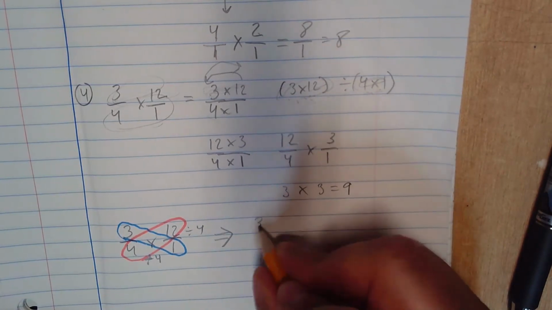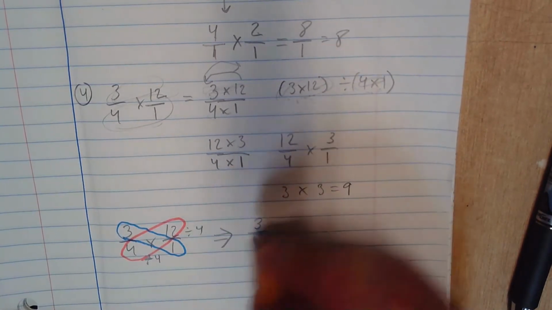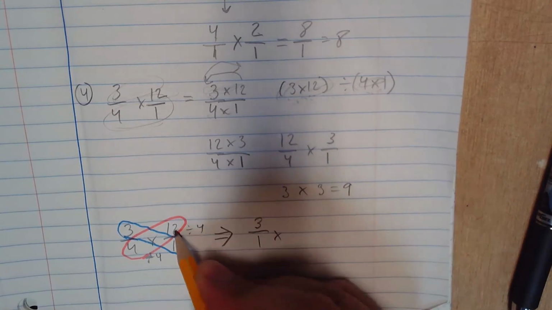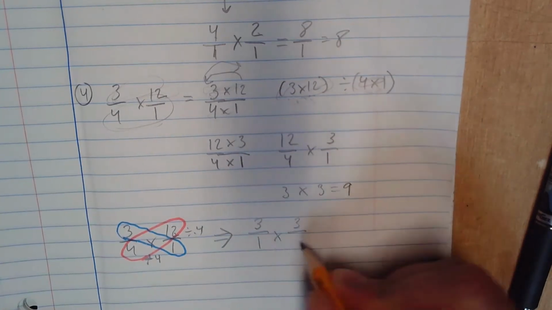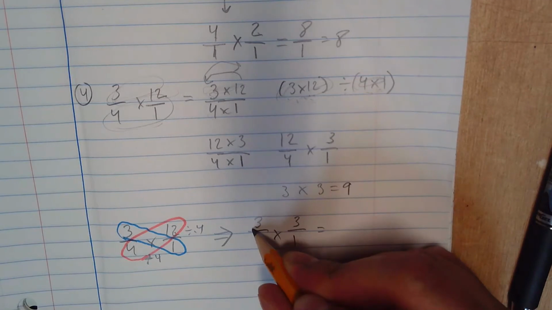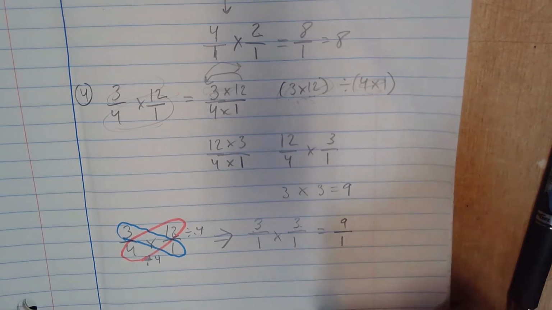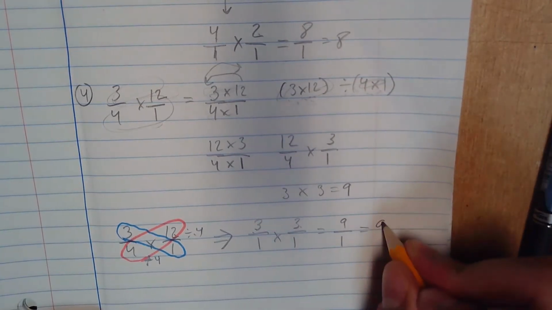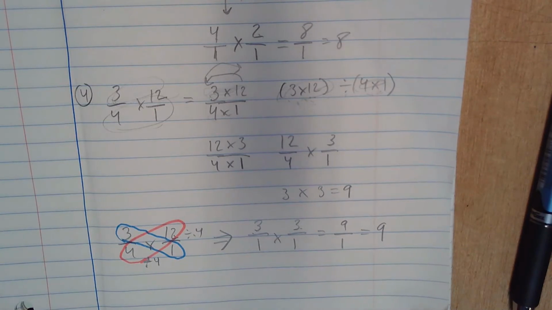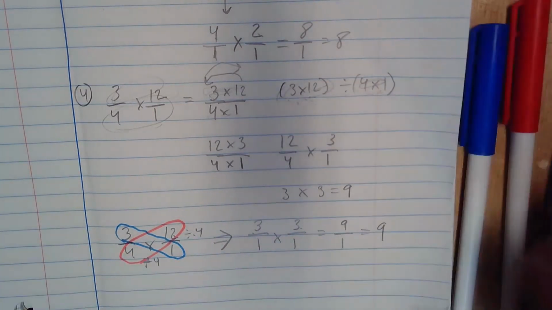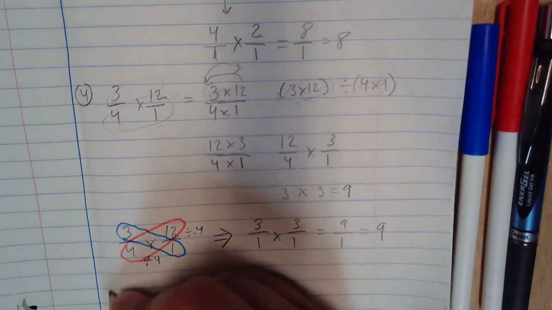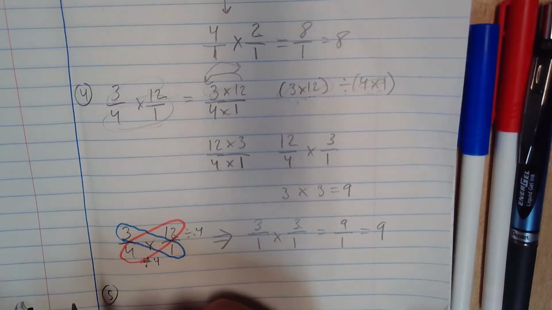So anyways, the 3 stays the same. 4 divided by 4 is 1 times 12 divided by 4 is 3. And the 1's still there. Numerator times numerator, 9 over 1. 9 over 1 is just 9. And there you go. Same answer. However you choose to do it. Sort of cheating. Okay? Number 5, I think we have space here. I'm just going to go ahead and get it done real fast.